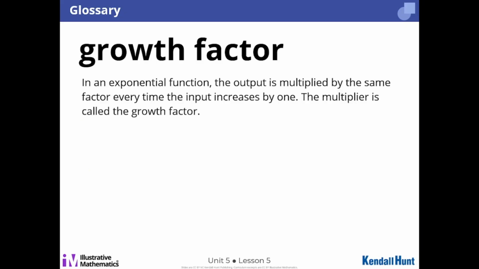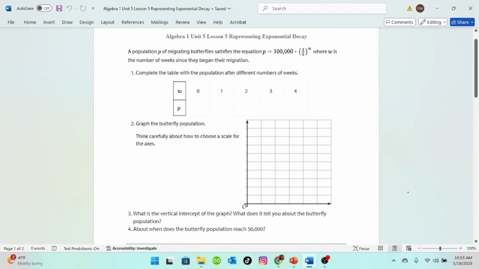For glossary terms, we have growth factor. In an exponential function, the output is multiplied by the same factor every time the input increases by 1. The multiplier is called the growth factor. Now we can begin the practice problems for Unit 5, Lesson 5.